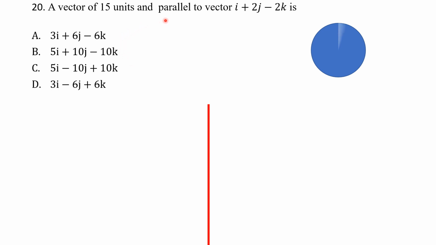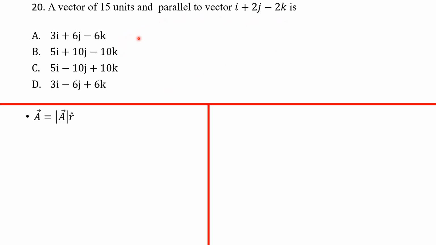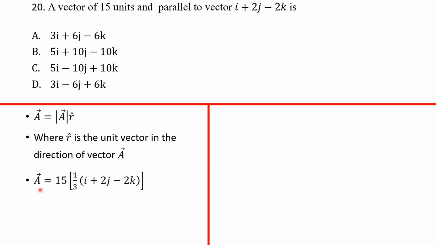A vector of 15 units and parallel to a vector this is, alright, so we know the magnitude of the vector is 15 units, it's parallel to this vector, so we can look for the unit vector in this direction, okay? So we're calling that arrow cap, where arrow cap is a unit vector in the direction of vector A, which is parallel to this vector, right? So they share the same direction. So let's look for that unit vector.